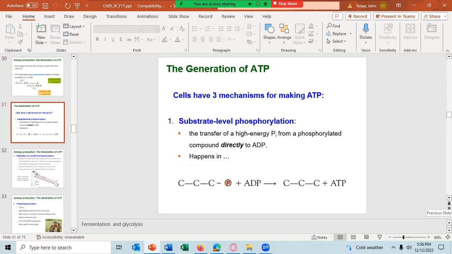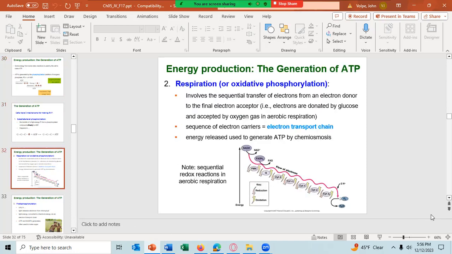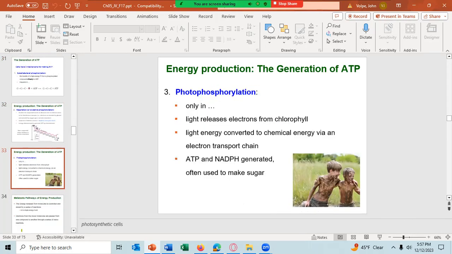All right, you should know the 3 ways of making ATP: substrate level ATP, where the phosphate is transferred from one molecule to ADP, making ATP. It actually happens in glycolysis. You don't need to know that, though. You should know the second way of making ATP, that's respiration. This can be aerobic or anaerobic respiration, where we have a sequential transfer of an electron moving down an electron transport chain, making ATP. And then photophosphorylation, happening only in photosynthetic organisms, where light energy can be converted to make ATP.